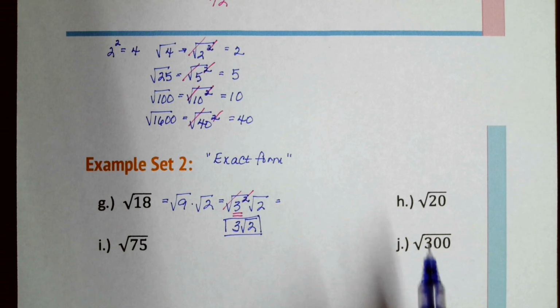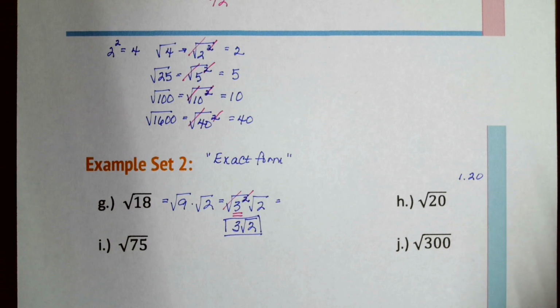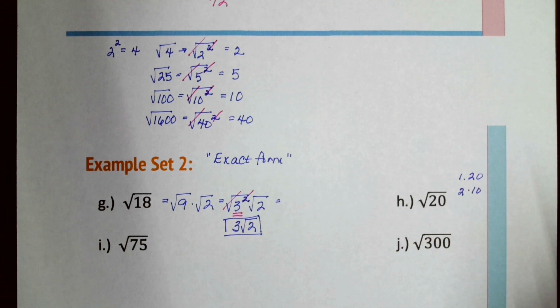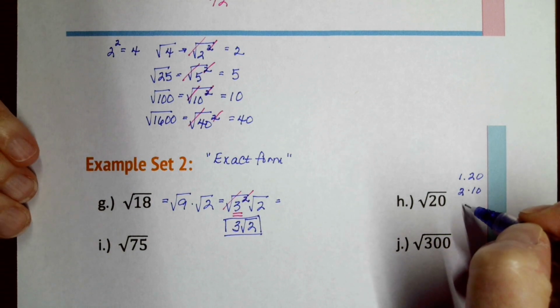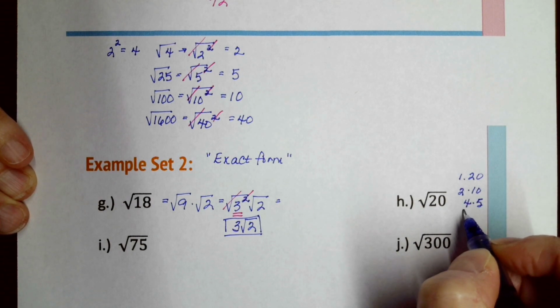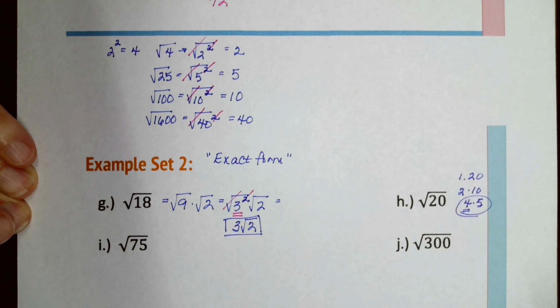So let's go ahead, if we look at example H over here. So 20. Lots of ways to get a 20. To get a 20, I could do 1 and 20. Neither of those are perfect squares. I could do 2 and 10. But again, I didn't write any of those numbers down up at the top either, right? Those are not perfect squares either. I could do 4 and 5. Well, 4 and 5, 4 is a perfect square. So this is the combination that I want to use.